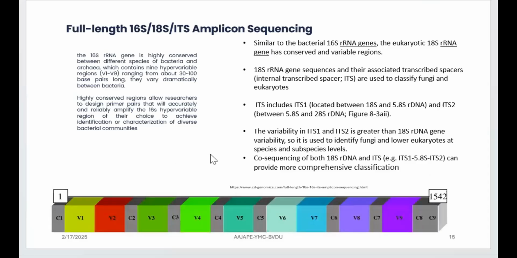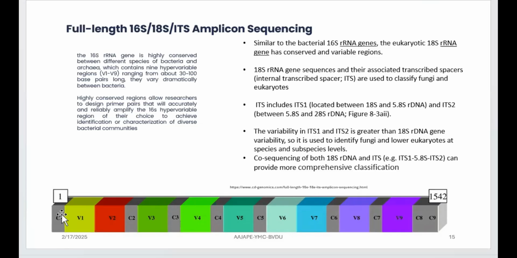Now when it comes to 18S rRNA, it is very similar to 16S of bacteria, and its gene sequences and associated transcribed spacer regions, that is ITS regions, right, are used for classifying fungi and eukaryotes. Now we have seen in the previous slide what the ITS regions are. Now in this slide we are seeing the variability regions, right? So you have V1, V2, like that up to V9, that are the sequences.